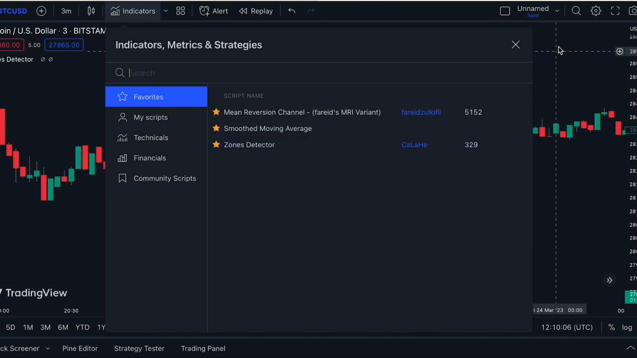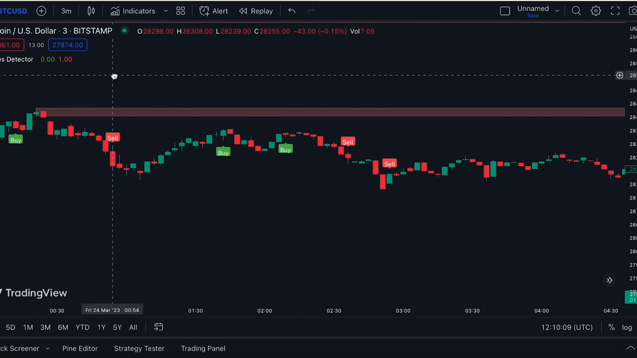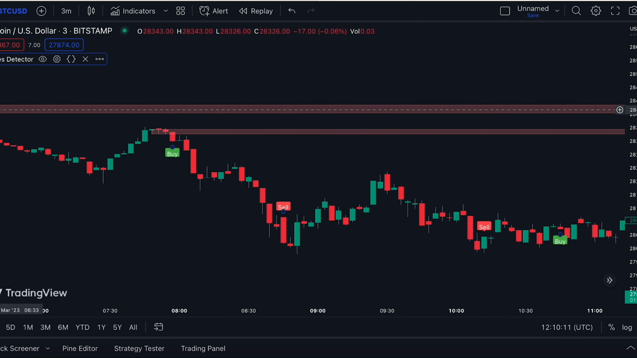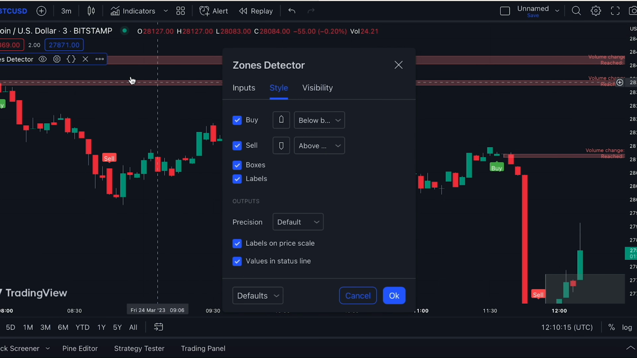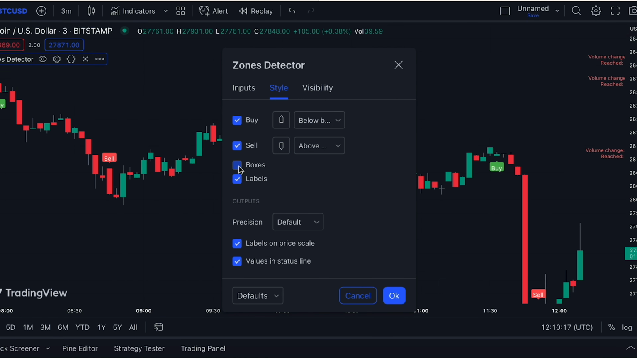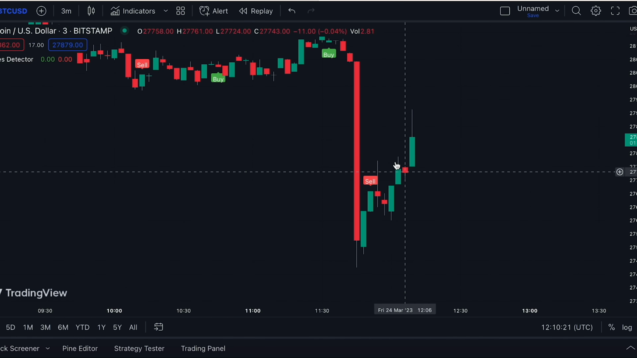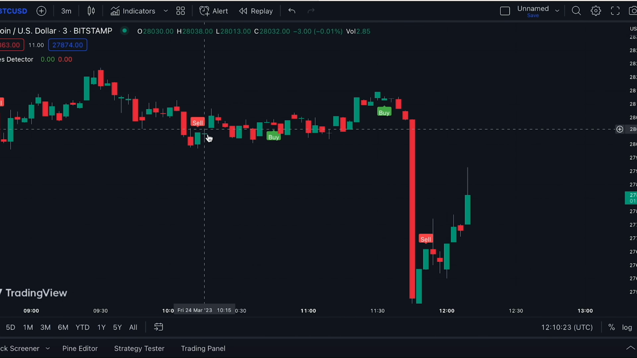The first is called the Zones Detector by Kalahi, and its main function is to identify supply and demand zones in the market. Those zones can be quite useful, but we won't need them for our strategy, so go to the indicator settings and disable the zones in the style section. As you can see, these buy and sell signals are very different from signals issued by a regular indicator.